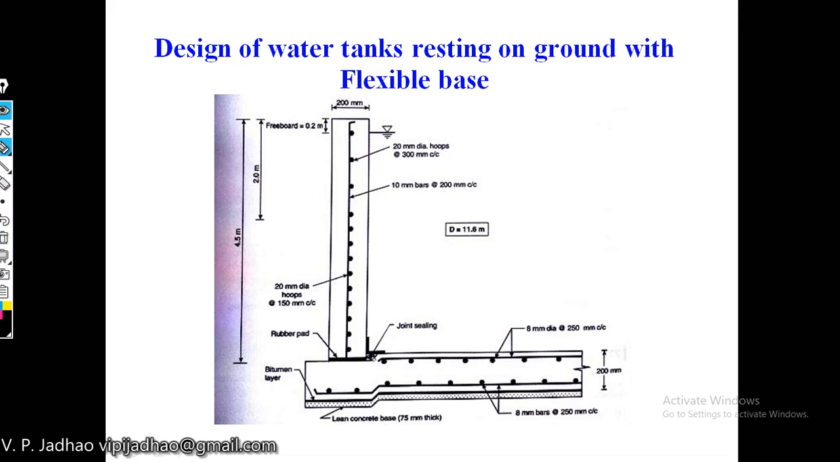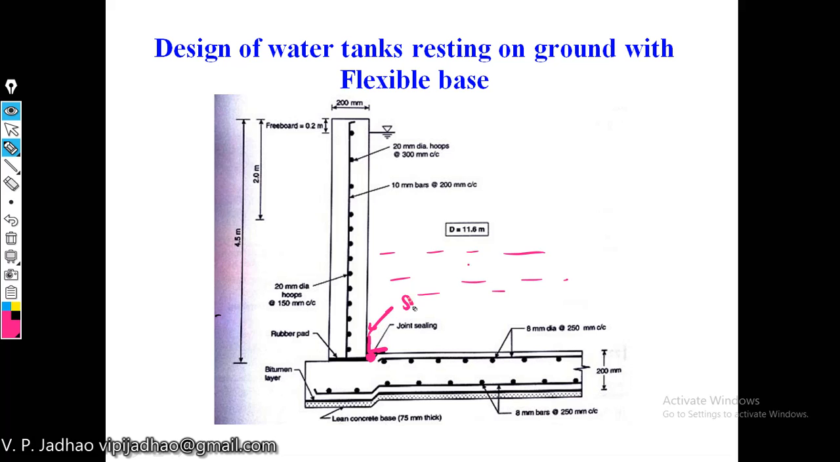Now you can see some sealing material is provided here. This will prevent the leakage of water from the water tank. So we will have water like this here, and this sealing material will prevent the leakage of water, whereas some strip painting will also be provided here. It will also prevent the leakage of water. So this is how water tanks resting on ground with flexible base will work.